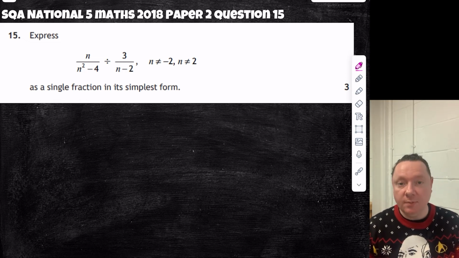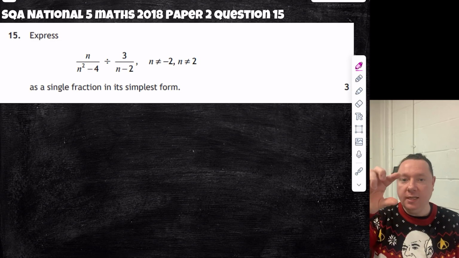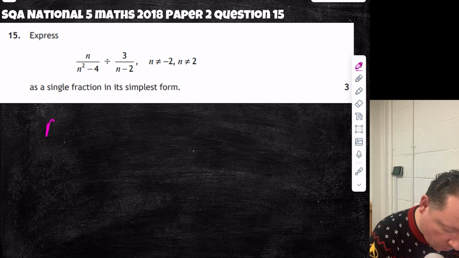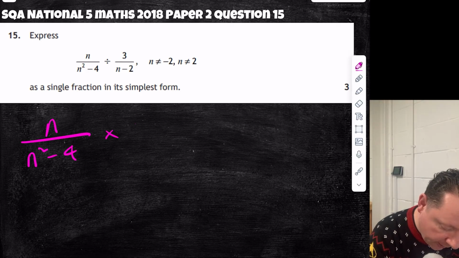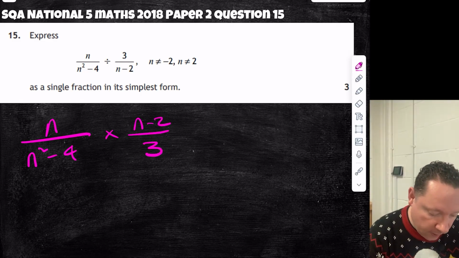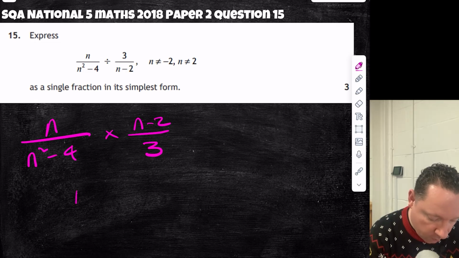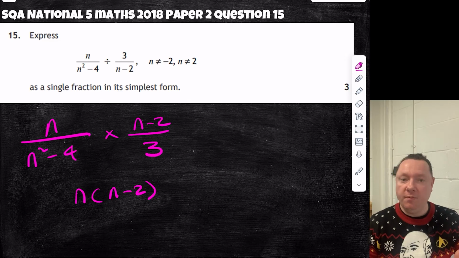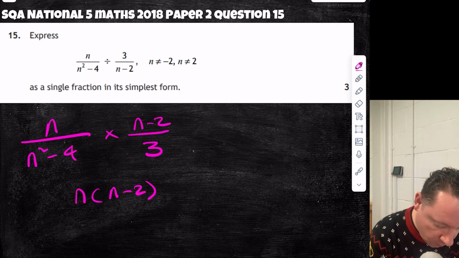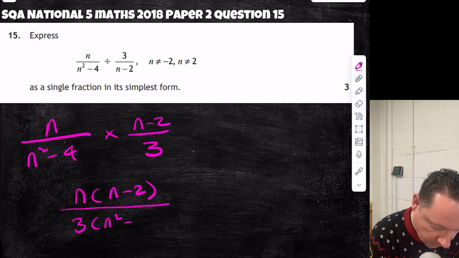Dividing by a fraction is the same as times by its reciprocal. So times, and then the second one flips upside down. So that becomes n over n squared minus 4 times n minus 2 over 3. Now we can just times the top and times the bottom. I would keep it factorised because you're going to factorise the bottom to simplify. So that gives me n minus 2 over 3 times n squared minus 4.